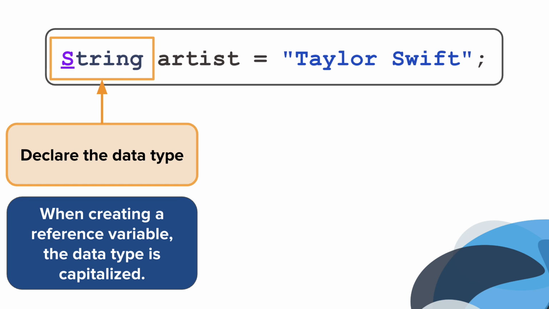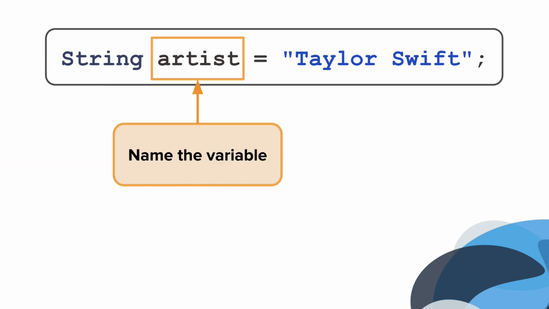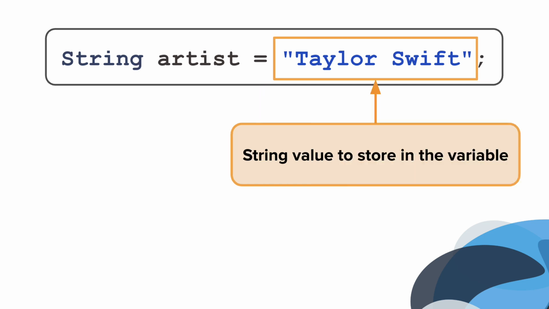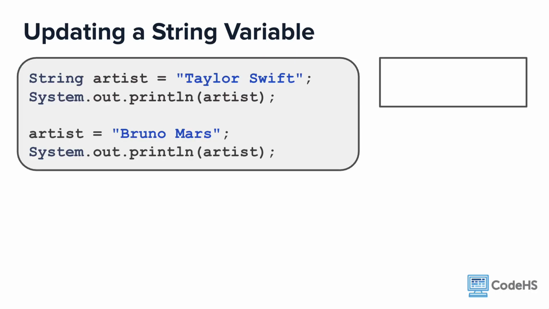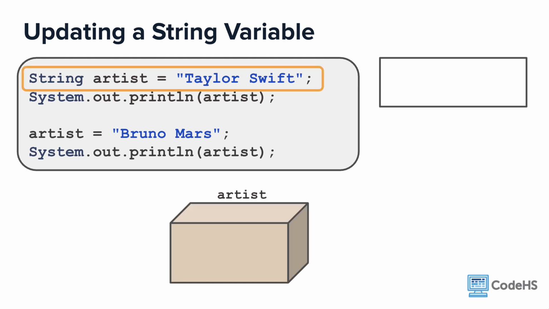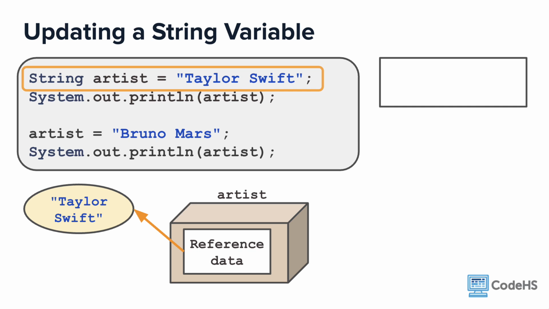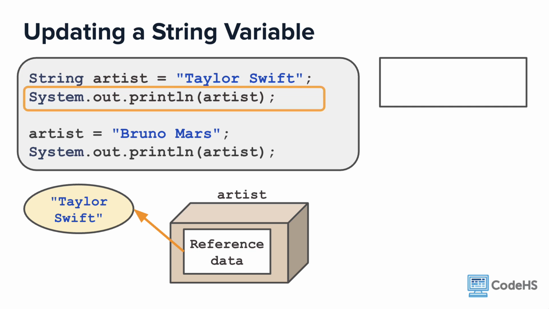Notice how when creating a reference variable, the data type is capitalized. Then you have the variable name, followed by the equal sign, and the string value you want to store in the variable. You can also update a string variable just like you would a primitive variable. Let's take a look at an example. First, you create a variable named artist and assign it the string object Taylor Swift. So now when you print the value of the artist variable to the console, you get the string Taylor Swift.